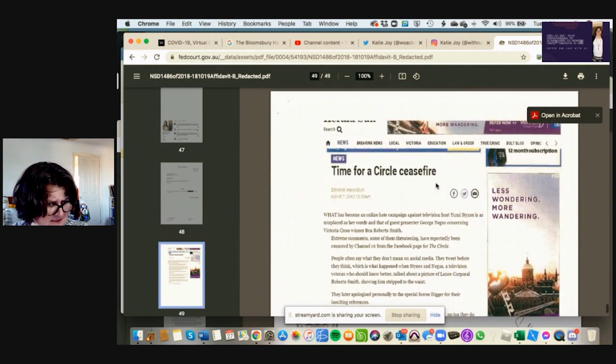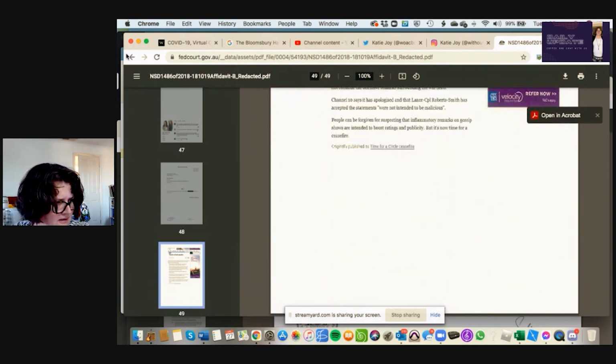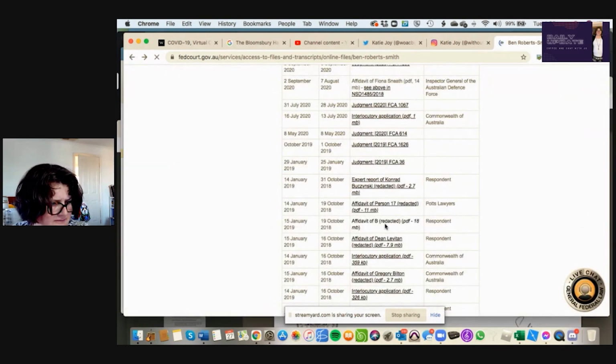So this was the Herald Sun article. Okay, we might leave person 17 for my next one because I think that's a lot to take in. So what are you thinking? Are you starting to get a picture of what's going on here? Because what we've discovered is that this is just becoming really, really messy. Lots of people are now getting involved and implicated.